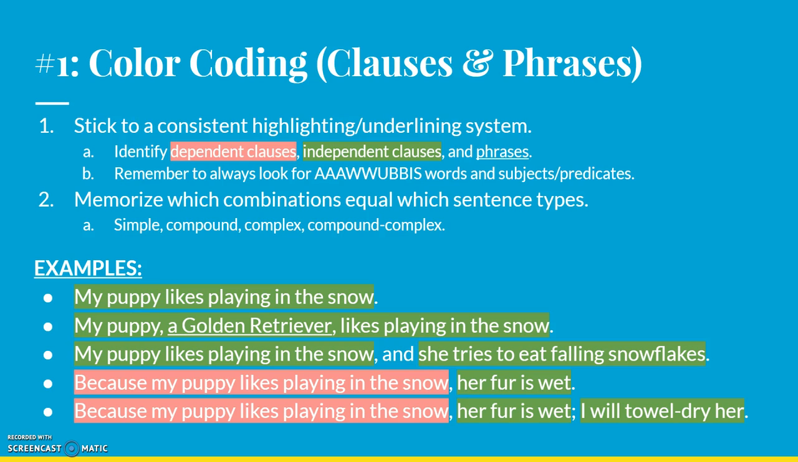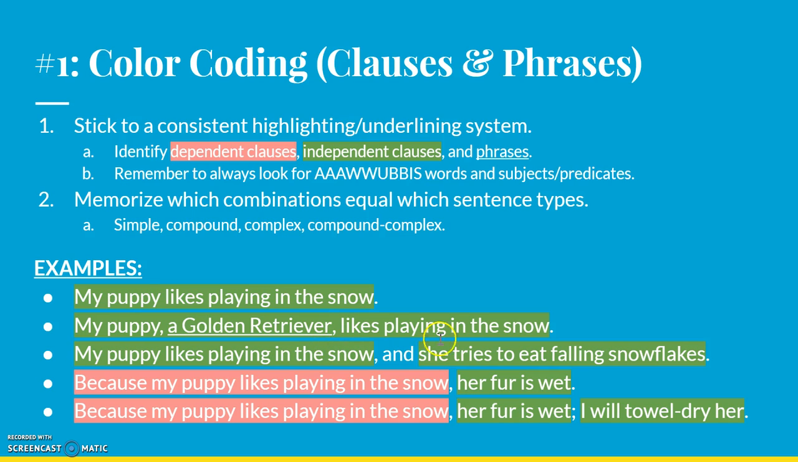So, probably the single biggest trick I could give you with identifying sentence types is to please color code or annotate in some way. Have a system of consistent highlighting or underlining or something. For example, on this presentation, I'm identifying dependent clauses in pink and independent ones in green, and I'm trying to underline phrases, at least some of them. Once you come up with your system, you can highlight all of your text and memorize what combinations of colors and underlinings mean what.